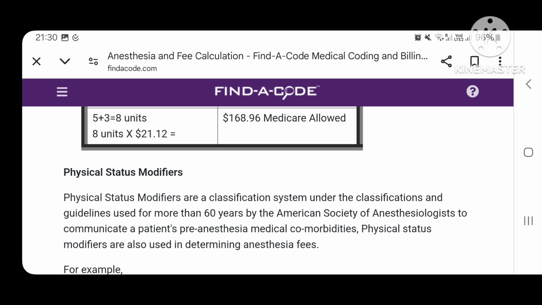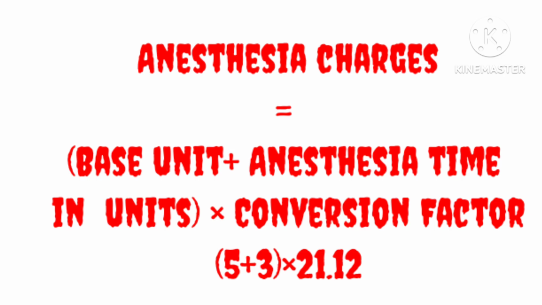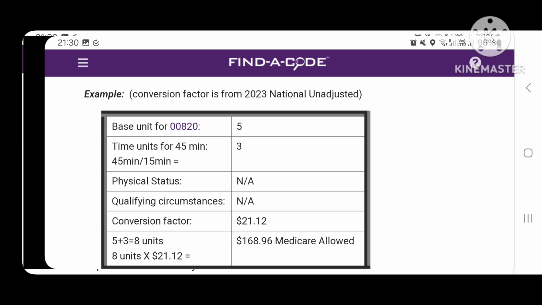First thing is, you have to add the base unit with the anesthesia time in units. In the example, we had 5 as the base unit and 3 as the anesthesia time in units. So add them together, it will become 8. And after that, in the scenario, you will be given the conversion factor. Conversion factor is a fixed dollar amount which is published every year by the CMS. Here they say that the conversion factor is $21.12. So now what you have to do is multiply that conversion factor with 5 plus 3. So that is 8 into 21.12. With this you can calculate the anesthesia charges.